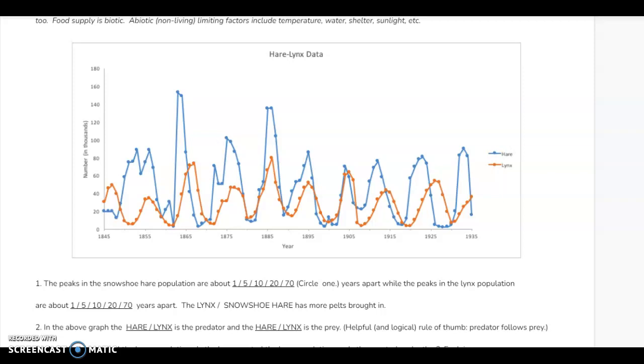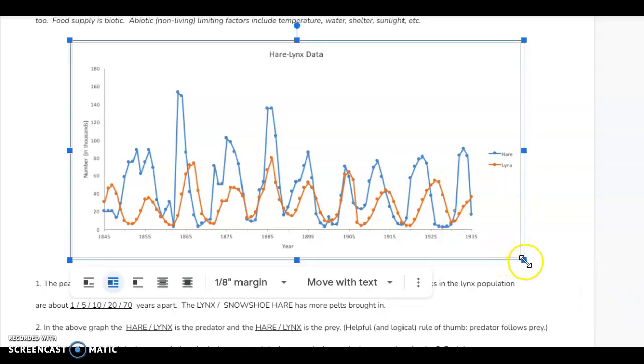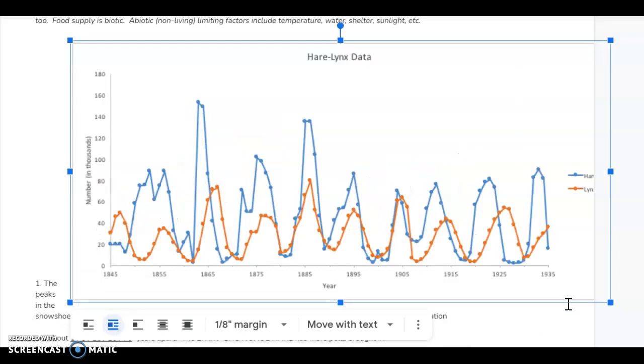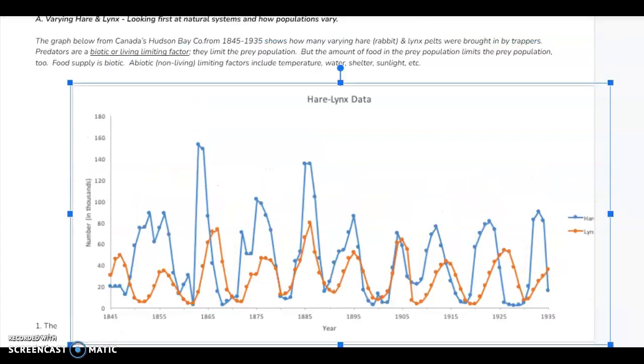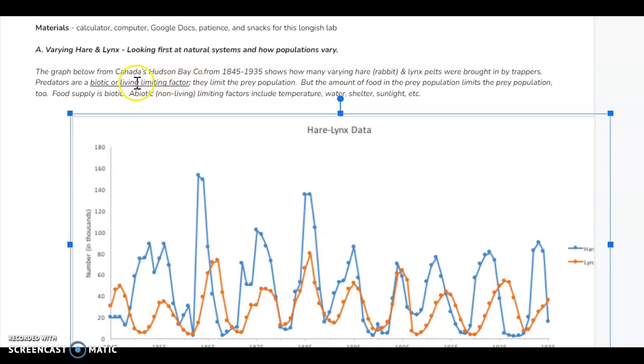Let's take a look at this first population graph, the hare lynx data. I'm going to make this a little bigger so it'll be easier to see. Okay, so on the x-axis we have time, we have years, and above this, the introduction says that the graph below is from Canada's Hudson Bay Company from 1845 to 1935, and it shows how many varying hare, or rabbit, type of rabbit essentially, and lynx pelts were brought in by trappers.